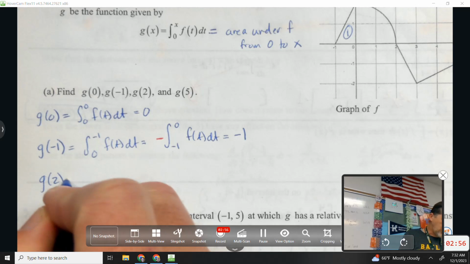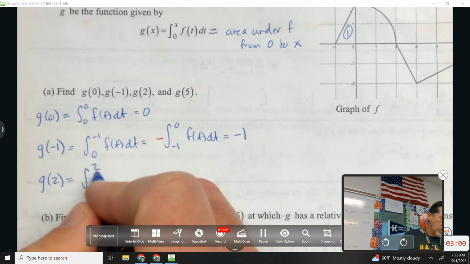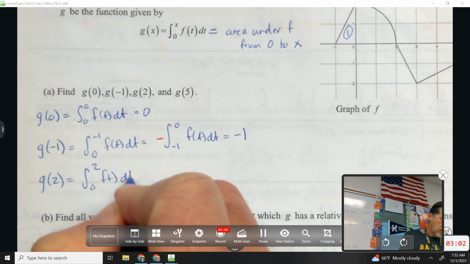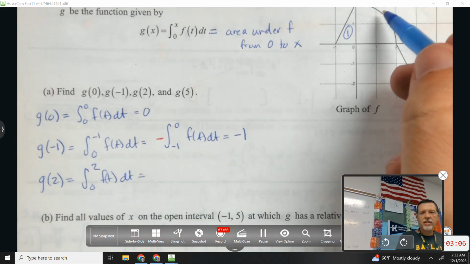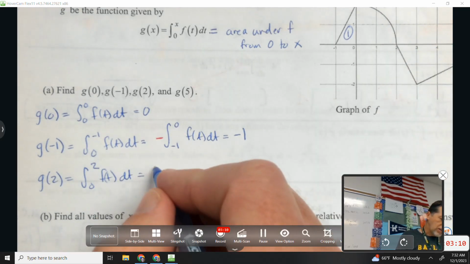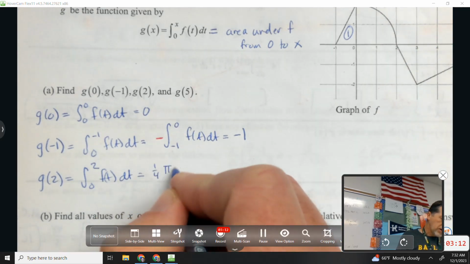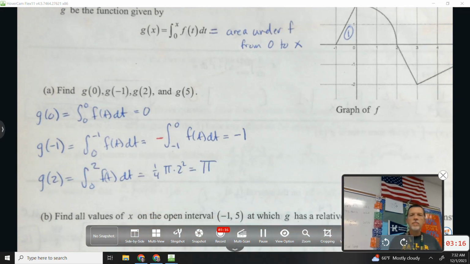Right, G of 2 would be the integral from 0 to 2. So that would be the area of that quarter circle there. So let's see, that's 1/4 pi r squared. So that's just pi.